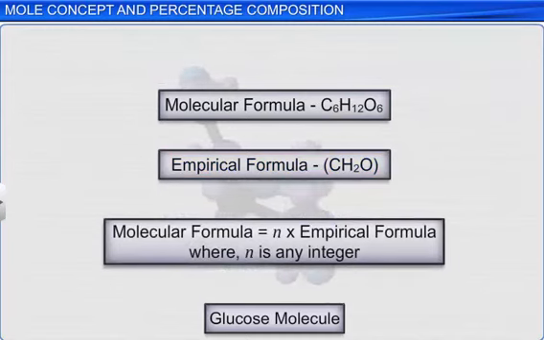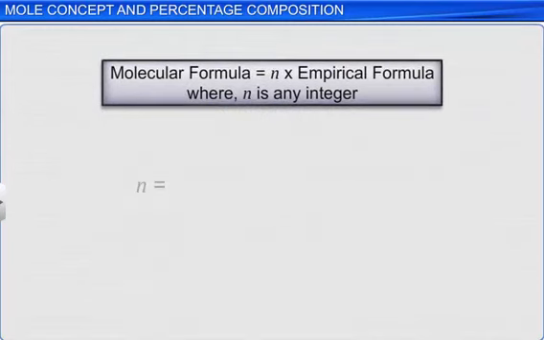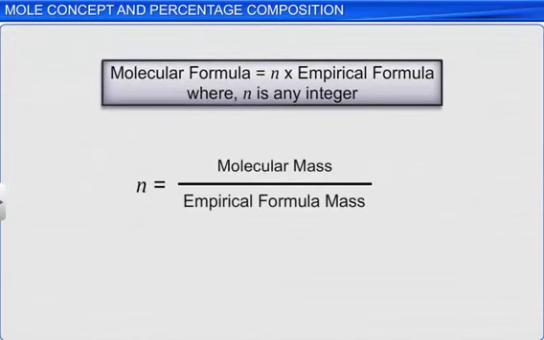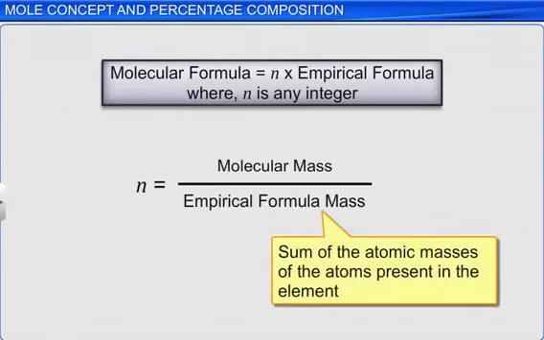The value of N can be obtained by dividing the molecular mass with the empirical formula mass. The empirical formula mass is the sum of the atomic masses of the atoms present in the empirical formula.